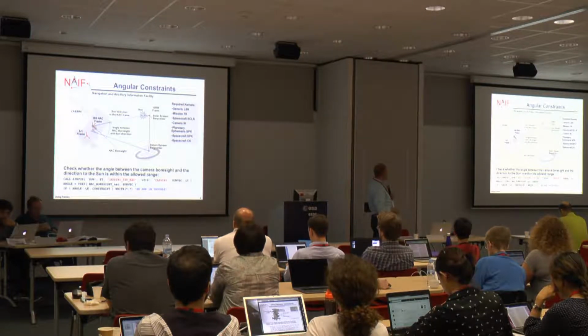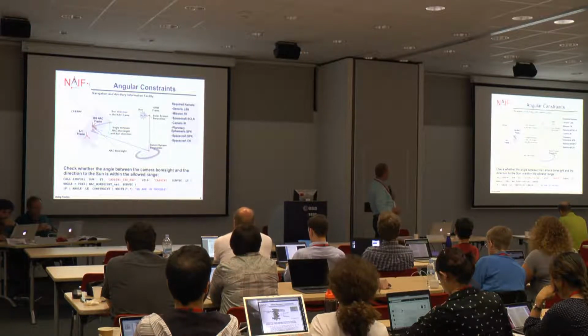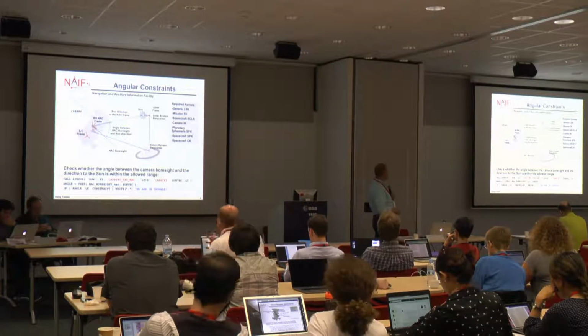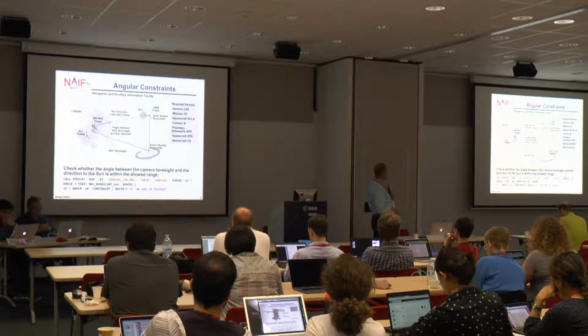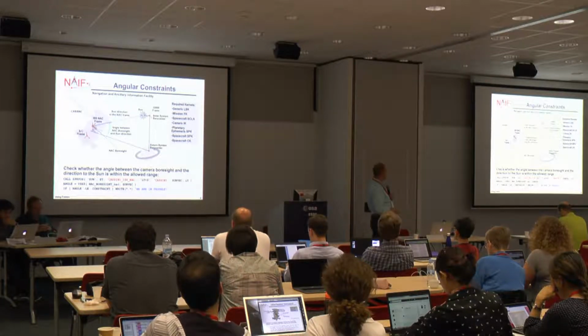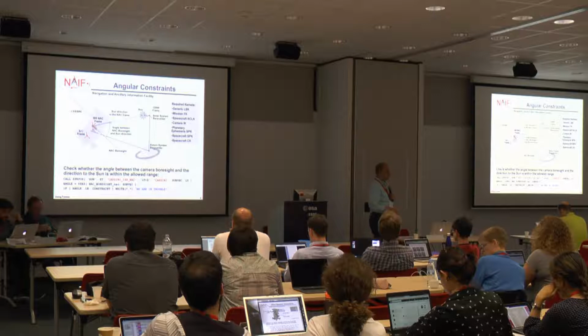Then you will compute the angular separation between the sun vector and the boresight of the camera using the same frame that you retrieve from the I kernel. And you compare this angle to a certain constraint to see if you're in trouble or not. And if the angle is too small, well, you're in trouble. You're looking too close to the sun. You can burn your camera.